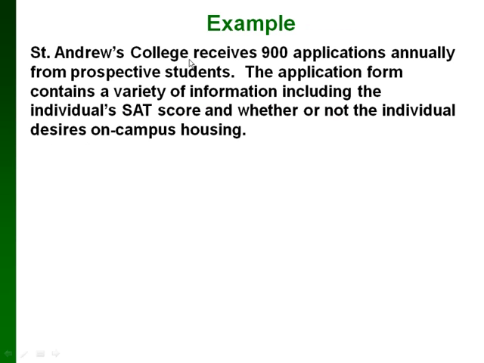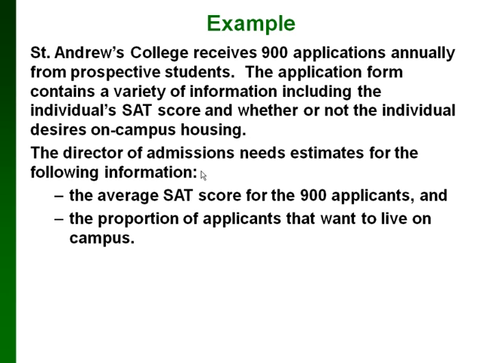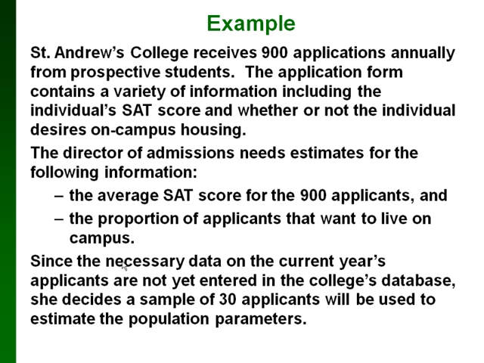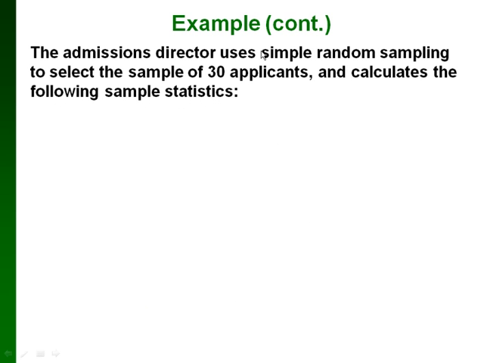Here's an example. St. Andrews College receives 900 applications each year from prospective students. The application form that they fill out contains a variety of information, including the individual's SAT score and whether or not the individual desires on-campus housing. The Director of Admissions needs estimates for the average SAT score for the 900 applicants and for the proportion of those applicants that want to live on campus. However, the data from the applications has not yet been entered in the college's database. So the admissions director decides to look at a sample of 30 applicants and use that to estimate these population parameters. In order to do this, she has to use simple random sampling.